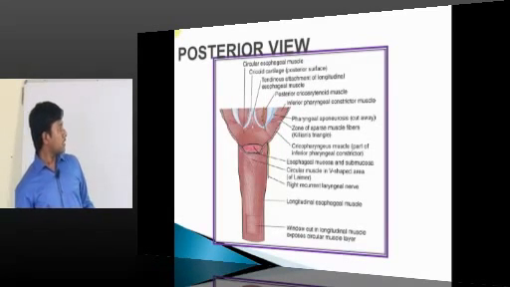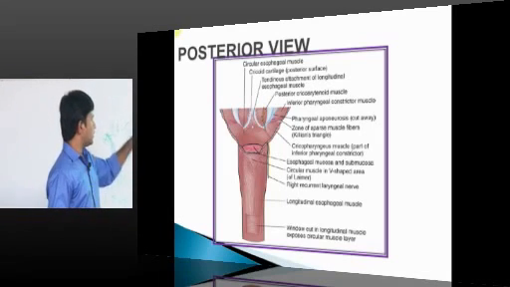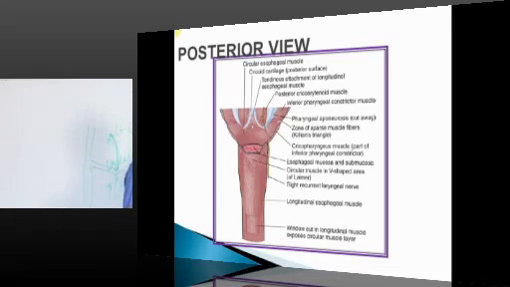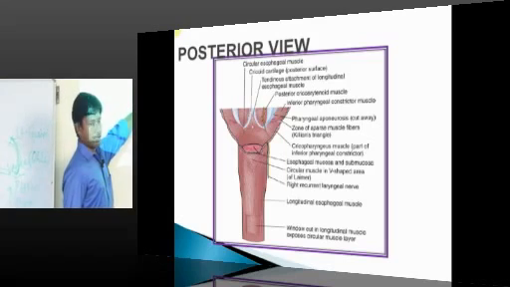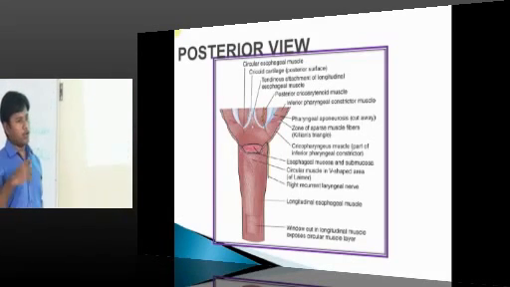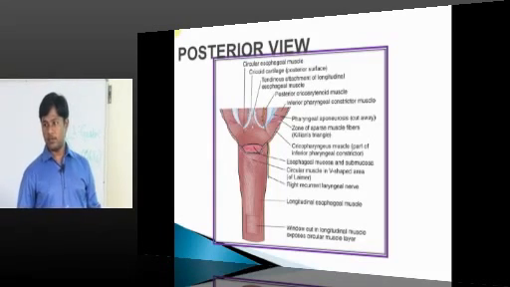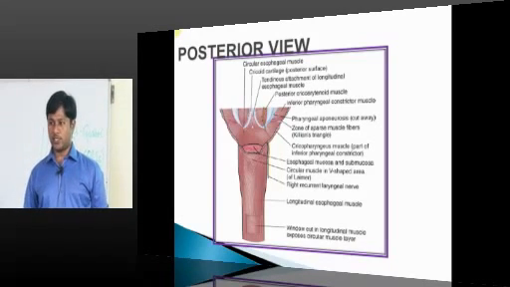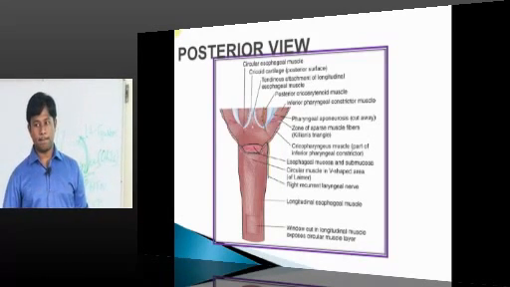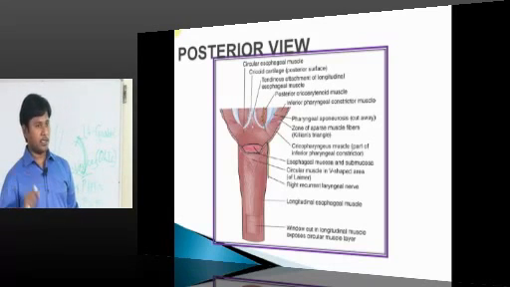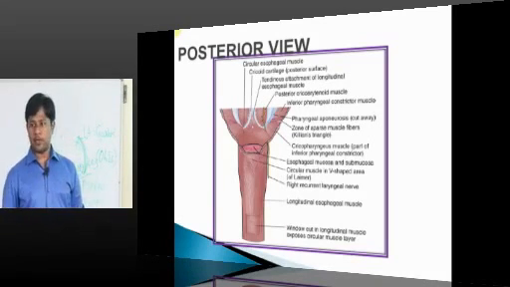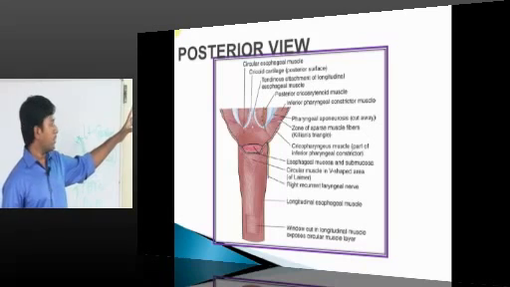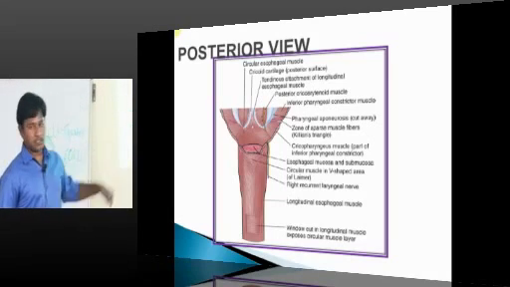I just want you to make a note of two important points here. One is regarding Killian's triangle, and one is regarding Lemierre's triangle. I think you all know about Killian's dehiscence and Killian's triangle. But one more important thing you have to know is about Lemierre's triangle or Lemierre's dehiscence or the V shape of Lemierre. Just remember this, in case the opposite might be asked. This V shaped area of Lemierre is nothing but the V shape between the circular muscles.